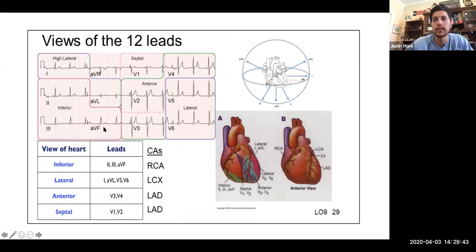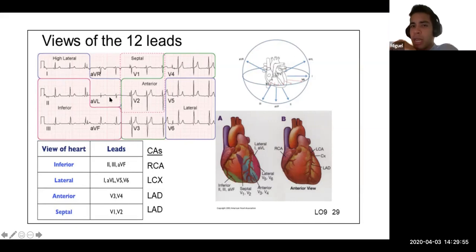I think, was it Koss who said something? AVF, you're looking like from the floor, so you're looking from downwards. So that could be a good way to remember that. Also, if you remember that F means foot, I never forget it that way. Yeah, that's good.